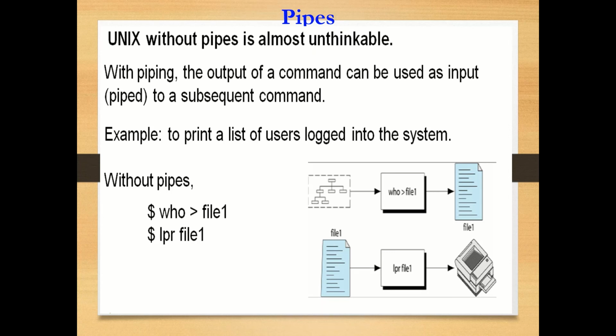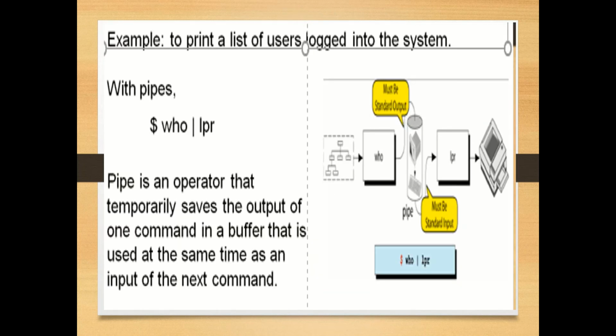Without pipe, we can write who greater than file1, then the second command lpr file1. These two are shown in the figures. The same thing is explained in the next slide, how to combine them using pipe. Here the figure shows how to combine two commands, who and lpr, to print the list of users logged into the system with the pipe.